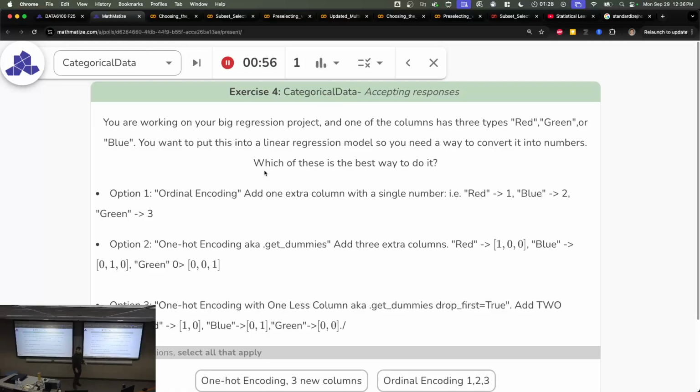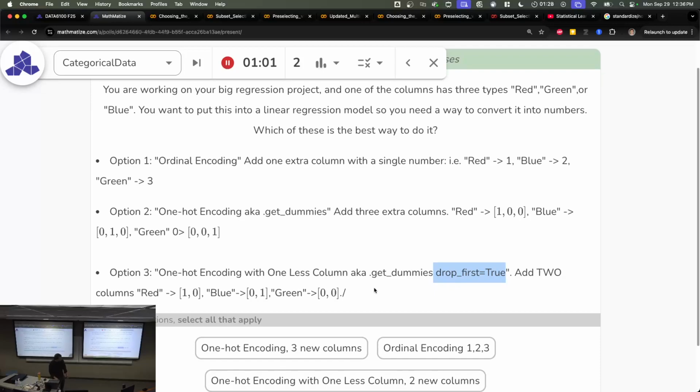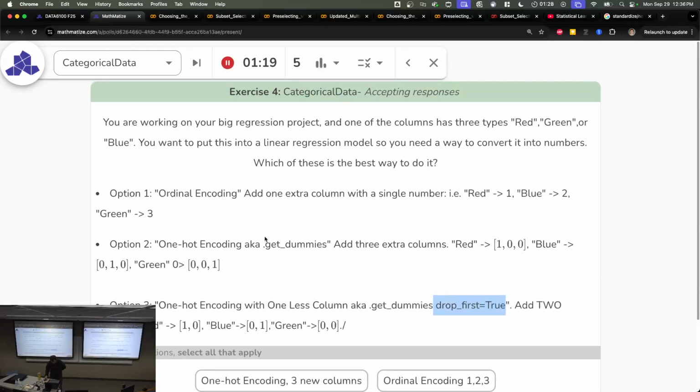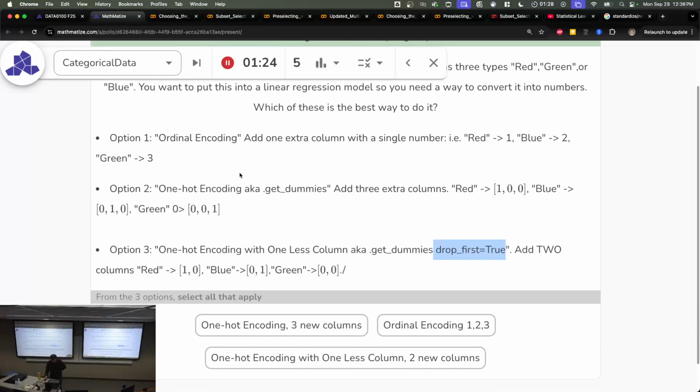And then there's also this option called drop first. In drop first, you take the one-hot encoding with 3 columns, and you delete one of them. So you get red 1, 0, blue is 0, 1, and green is 0, 0. And you're supposed to know that if there's 0 in both, then it must be green. So those are the 3 options. And the question is, you want to put this in a linear regression model to convert it into numbers. What is the best way to do it? And this will lead us into a discussion on what are some pros and cons of these different ways and things like that.